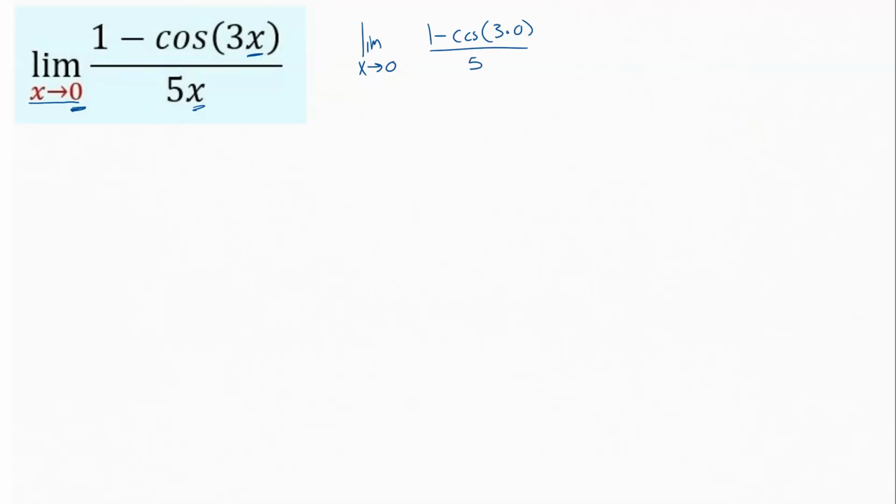So in this situation, you'd plug 0 in for x. We'd end up on top with 1 minus the cosine of 0, which would be 1. So 1 minus 1 gets us 0. On the bottom, we get 5 times 0. So option 1 fails us because we get division by 0 on the bottom, right? That is the biggest no-no in all of math. And so what we want to do now is try to find an alternate method.